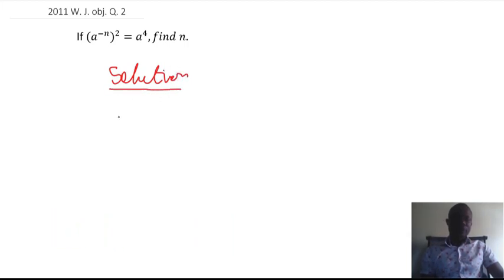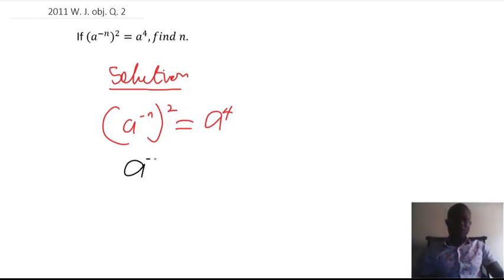So we have (a^(-n))^2 equal to a^4. Here the exponent -n will multiply the exponent 2. We have a^(-2n) equal to a^4. And looking at it, because the bases are the same, we equate the exponents. So we have -2n equal to 4.